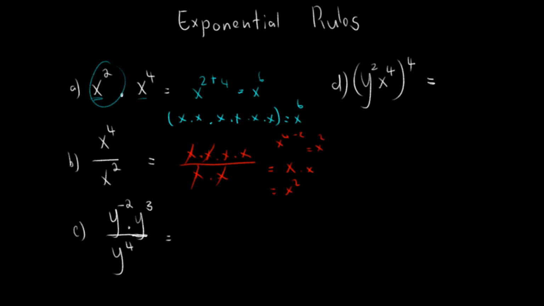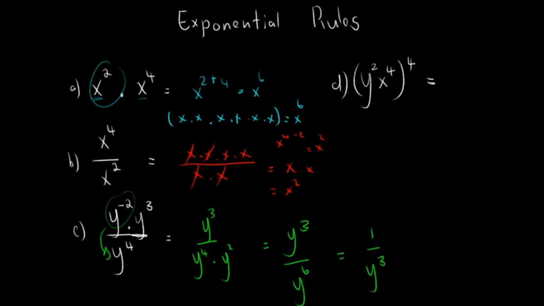Now the next one's a little bit tricky. What we need to understand here is that while we see a negative exponent, if we follow our rules, a negative exponent as a numerator turns into a denominator. So my new equation will look like this: y raised to the 3rd power over y raised to the 4th power multiply y raised to the 2nd power. Now if I add these two together, I get y raised to the 3rd power over y raised to the 6th power. If I subtract 3 from 6, I get 1 over y raised to the 3rd power.